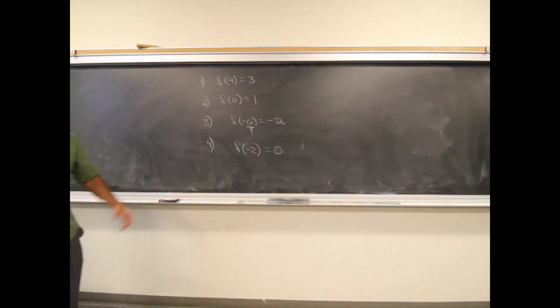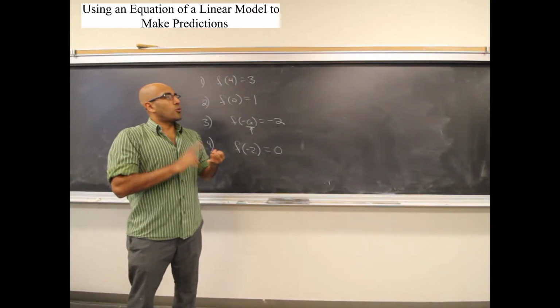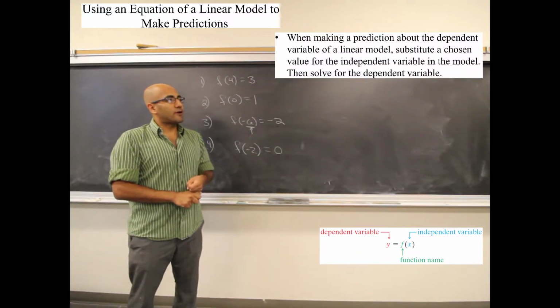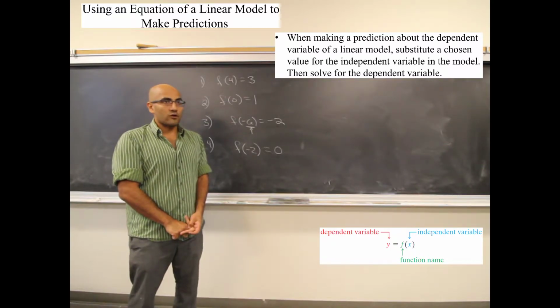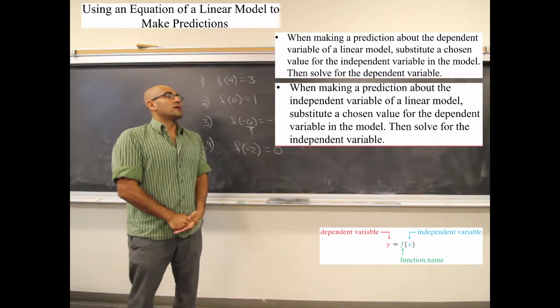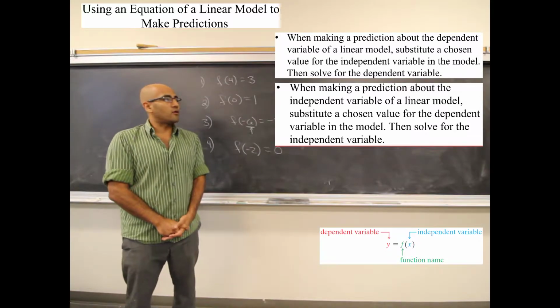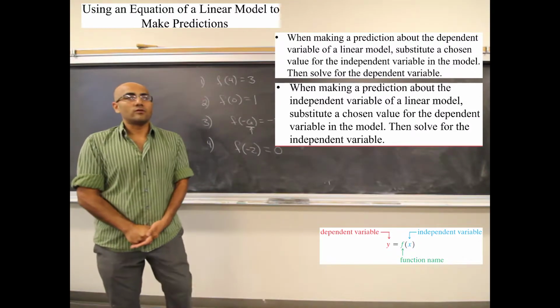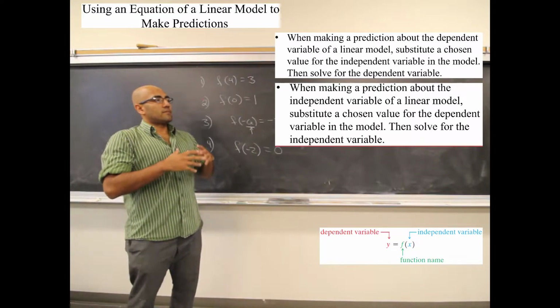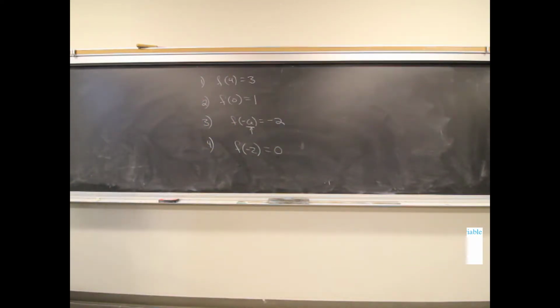So here are your instructions: using equations of linear models to make predictions. First, when making a prediction about a dependent variable of a linear model, substitute a chosen value for the independent variable in the model, then solve for the dependent variable. When making a prediction about the independent variable of a linear model, substitute a chosen value for the dependent variable of the model, then solve for the independent variable. Right? So we'll see some examples.